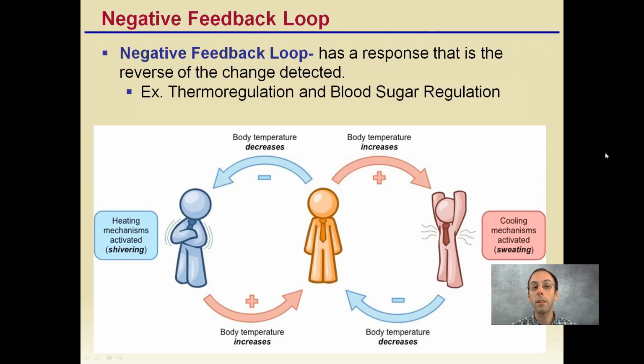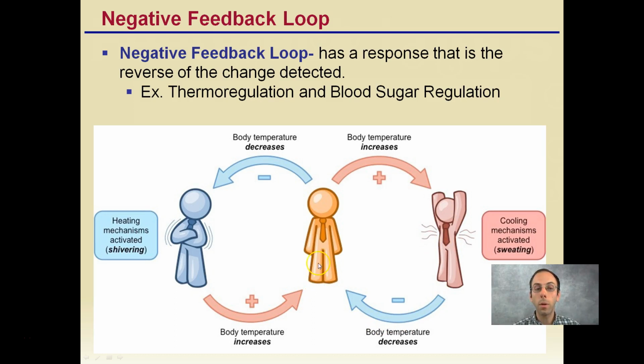Starting with the first one, we call it a negative feedback loop. This has a response that is the reverse of the change that's detected. An example would be thermoregulation and blood sugar regulation. Look here at body temperature. We have our normal body temperature. If the body temperature decreases, through a negative feedback loop the body is going to shiver, and that causes an increase in body temperature. Now, if that body temperature increases too much, we're going to have the opposite effect. Cooling mechanisms, such as sweating, occur and help us reduce our body temperature.